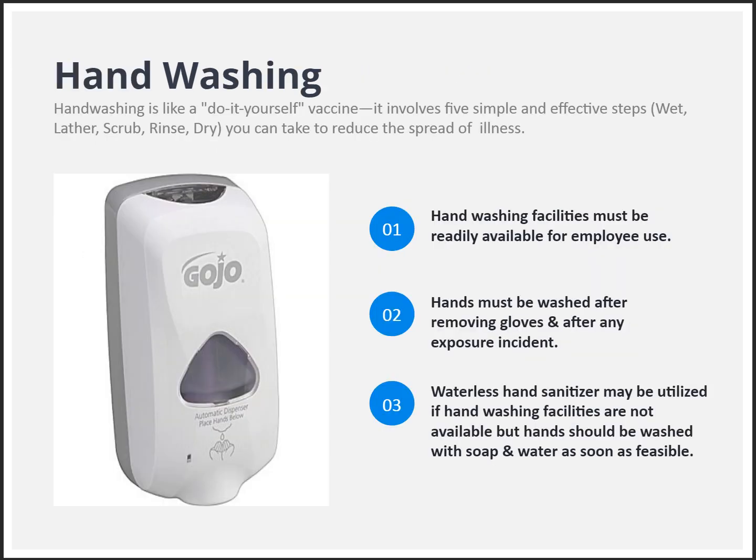Hand washing is like a do-it-yourself vaccine. It involves 5 simple and effective steps you can take to reduce the spread of illness: wet, lather, scrub, rinse, dry. Hand washing facilities must be readily available for employee use. Hands must be washed after removing gloves and after any exposure incident. Waterless hand sanitizer may be utilized if hand washing facilities are not available, but hands should be washed with soap and water as soon as feasible.